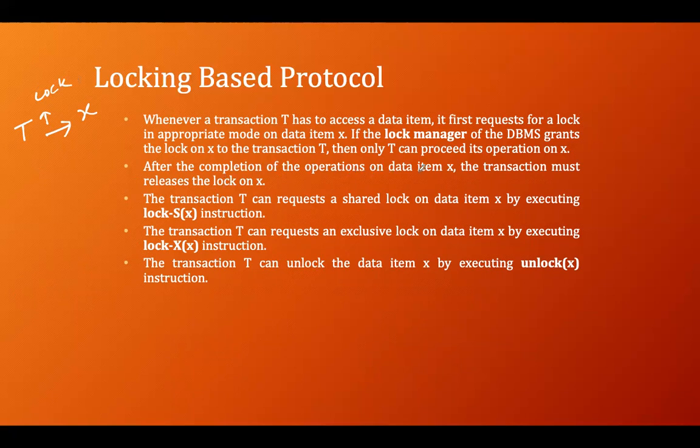After the completion of the operation, the data item X, the transaction must release the lock on X. So if a transaction, let's say T1 has done its operation, then transaction T will unlock. So there is a lock on X and there is an unlock on X. There are two procedures, unlock as well as lock. But we have two flavors or two different types of lock. One lock is called shared lock and another lock is called exclusive lock. Now, what is the difference between these two? Shared lock is for only reading purpose and exclusive lock is for reading as well as writing purpose.